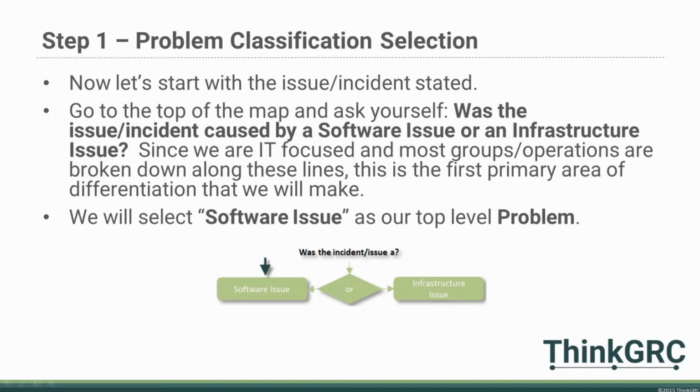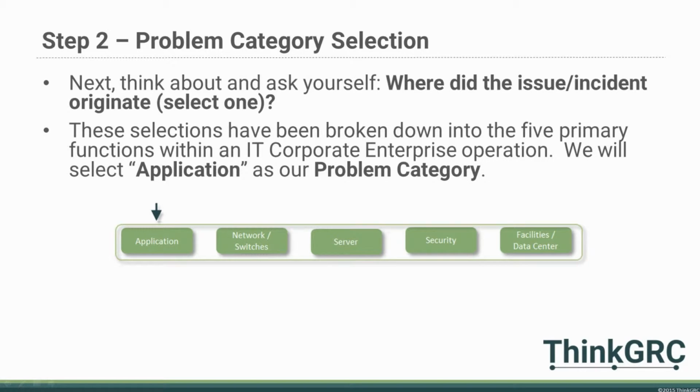classification. With our incident in mind, let's go to the top of the map and ask ourselves, was the issue or incident caused by a software issue or an infrastructure issue? Since we are IT focused and most groups and operations are broken down along these lines, this is our first primary area of differentiation that we will make. For the purposes of this tutorial, we will select software issue as our top level problem.